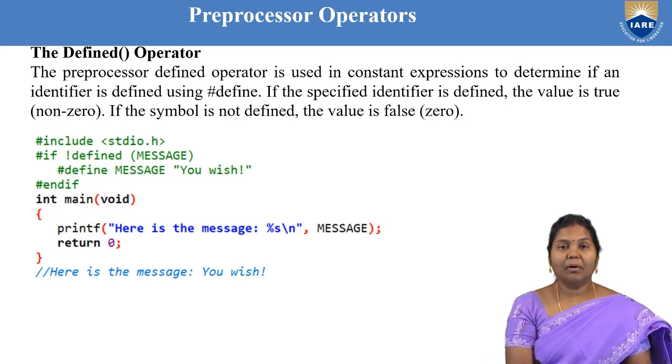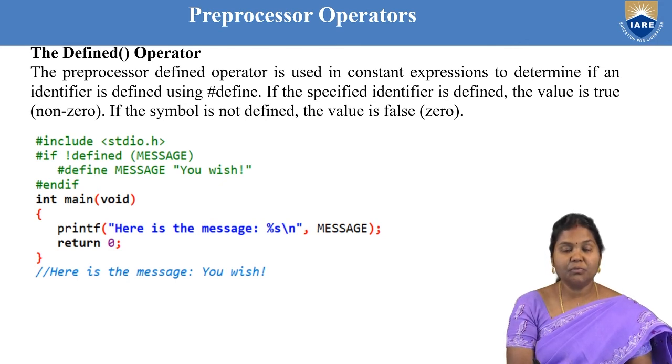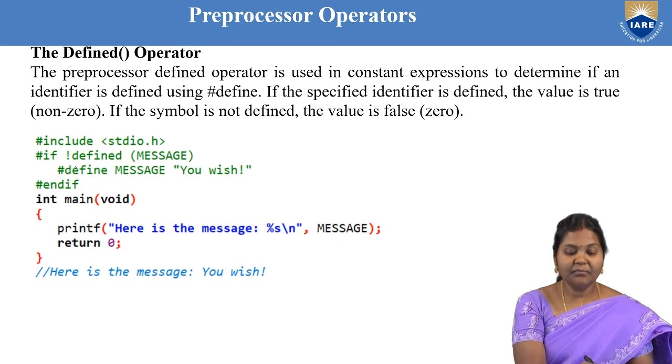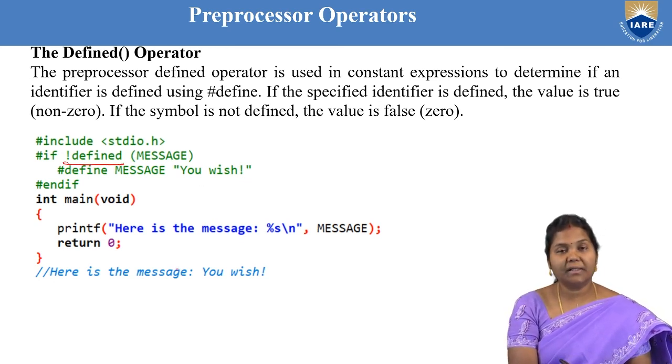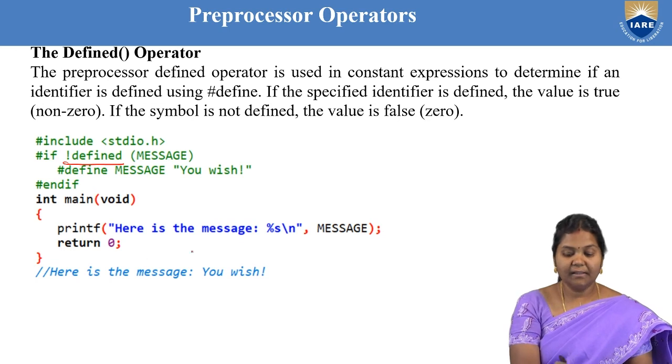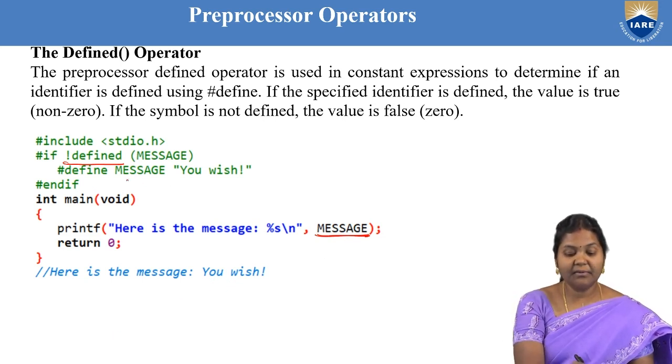Now there is one more operator called the defined operator. This operator is used in constant expressions to determine if the identifier is defined using #define or not. So you can write #if not defined message, then define it. So defined is nothing but an operator. Let us check it. Suppose you are printing that message, and you are passing some message. If it is not defined, then it will define that message.